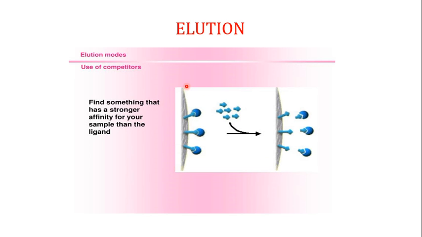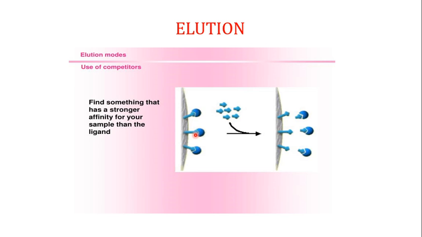Now you can utilize different kinds of strategies in the process of elution. The most important strategy is the use of competitors. What you can do is find a competitor that has a stronger affinity to your sample than the ligand. Say, for example, if this is your ligand and this is your target, initially your target will be in interaction with the ligand.